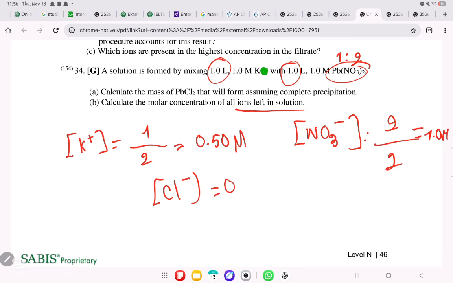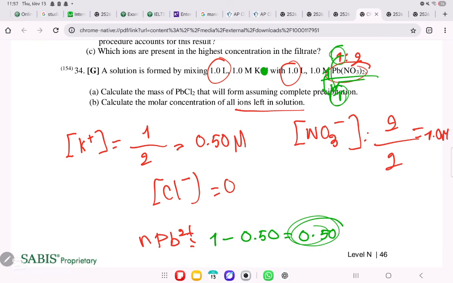Now, the number of moles of Pb2 plus left, this is very, very important. What was my limiting reagent ratio? It was 1 over 2, right? So I will take the number of moles of my Pb. So PbNO3, number of moles being 1. So 1 PbNO3 gives me 1 Pb2 plus, right? So it's going to be my number of moles, 1, minus the ratio, which is 0.5 of the limiting reagent, which will give me 0.50 moles. Now this is the only thing left, divided by the total volume, which is 2, will give me a concentration of 0.25 molarity.